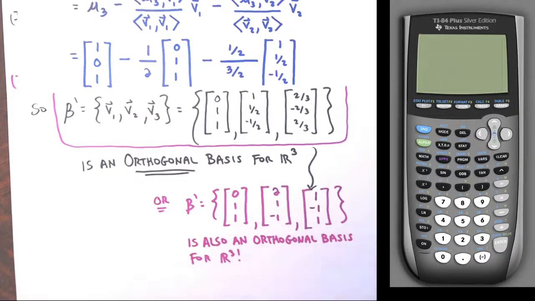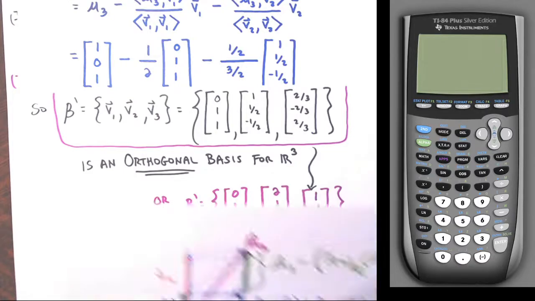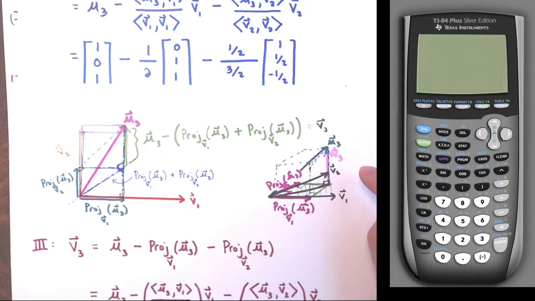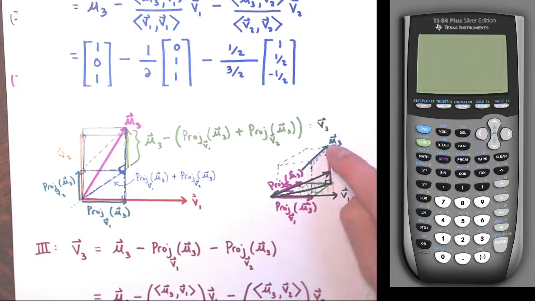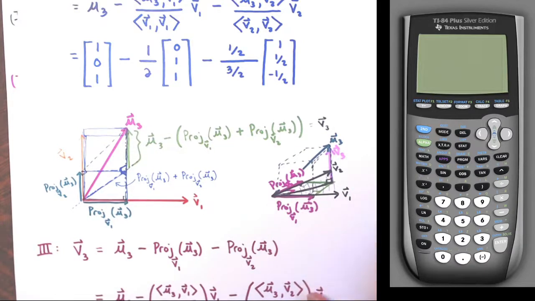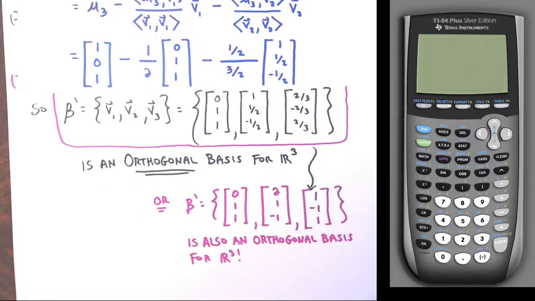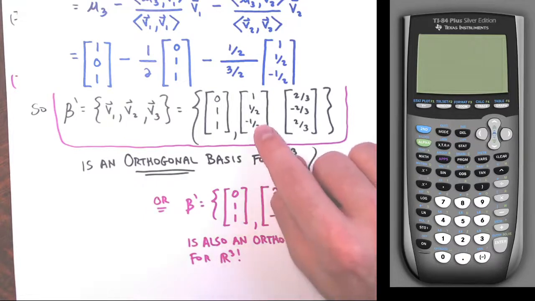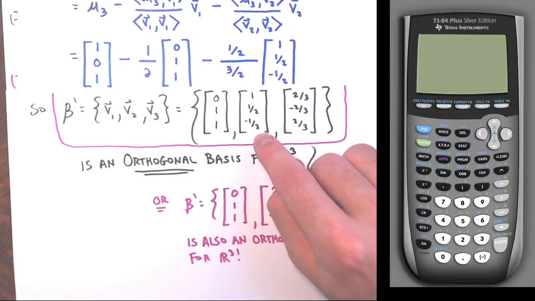I know it wasn't a great picture, but if you remember my picture from earlier, I need the tip of U3 to be directly above the sum of the projection vectors. So I can't multiply the projection vectors by some scalar. I got to leave it the way it is. So that's why I said leave this the way it is.